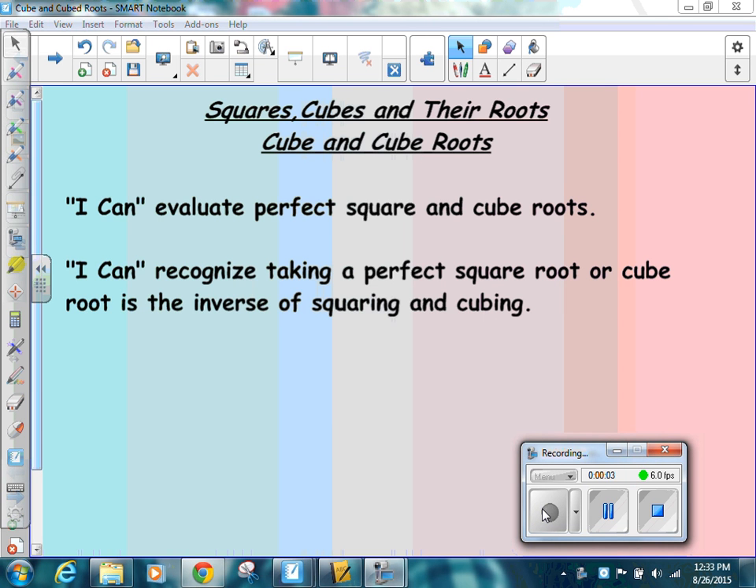Hello, pre-algebra. Today we're going to be working with squares, cubes, and their roots. You've already had a lesson on squares, so really today our focus is going to be on cubes and cube roots. As far as the I can statements, I can evaluate perfect squares and cube roots, again with cubes as our emphasis, and I can recognize taking a perfect square root or cube root is the inverse of squaring and cubing. So basically today we want to make sure we know that cubes and cube roots are opposite of one another.